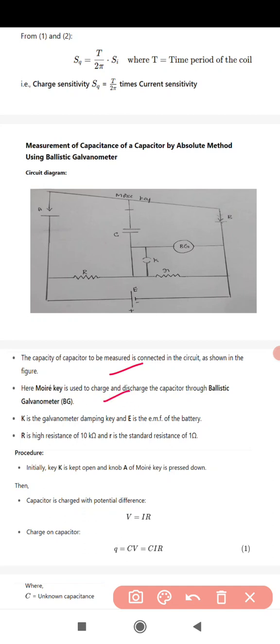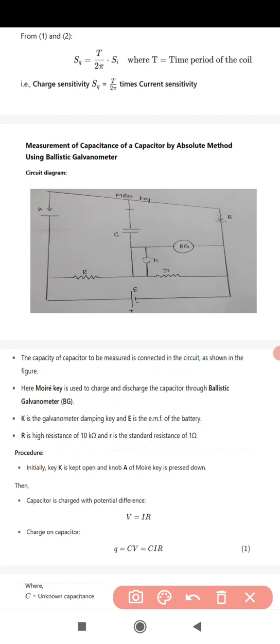Here the Morse key will be used to charge and discharge the capacitor through the ballistic galvanometer. K is the galvanometer damping key. Capital R is the high resistance and its value is 10 kilo ohm, and small r is the standard resistance which is 1 ohm.